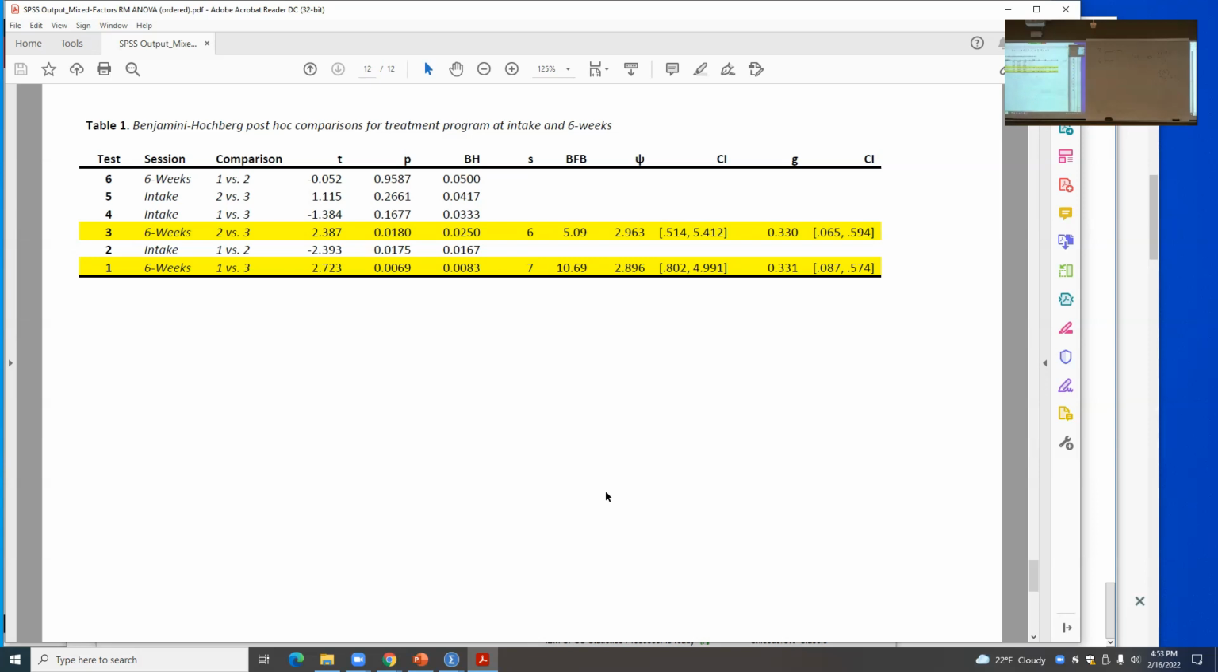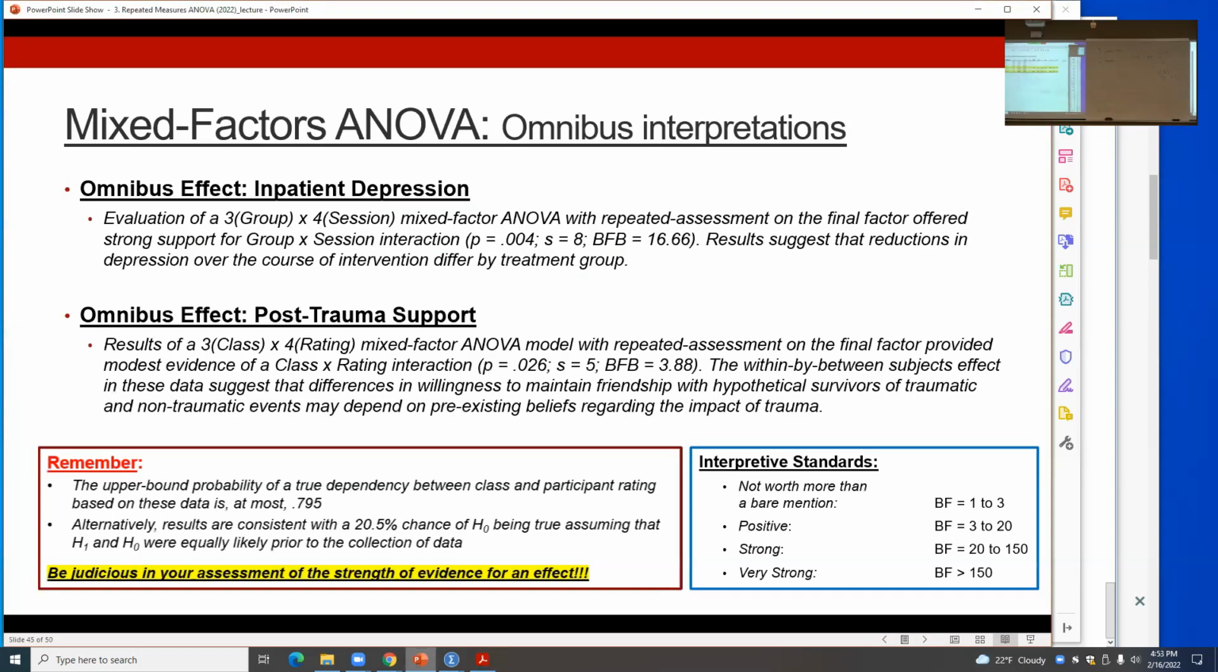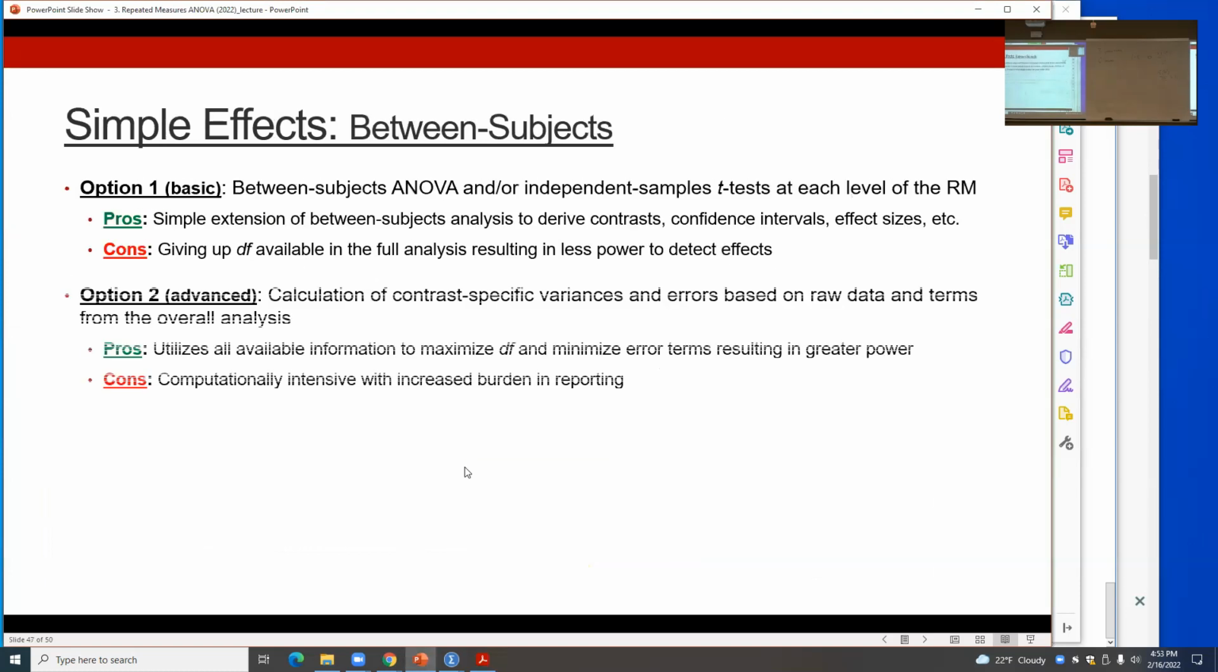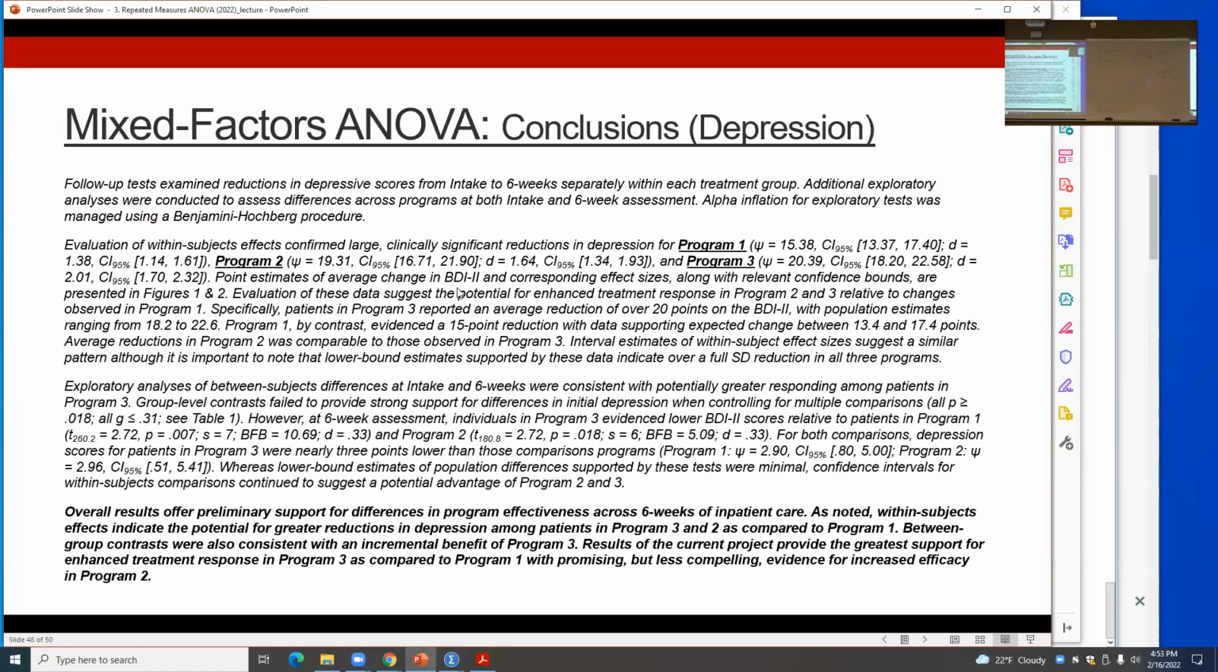So in thinking about it, yes, we have some evidence for differences. But what does this all mean? This is when we're going through and taking a look at our outcomes. Here, just a general write-up. This is a lot, right?